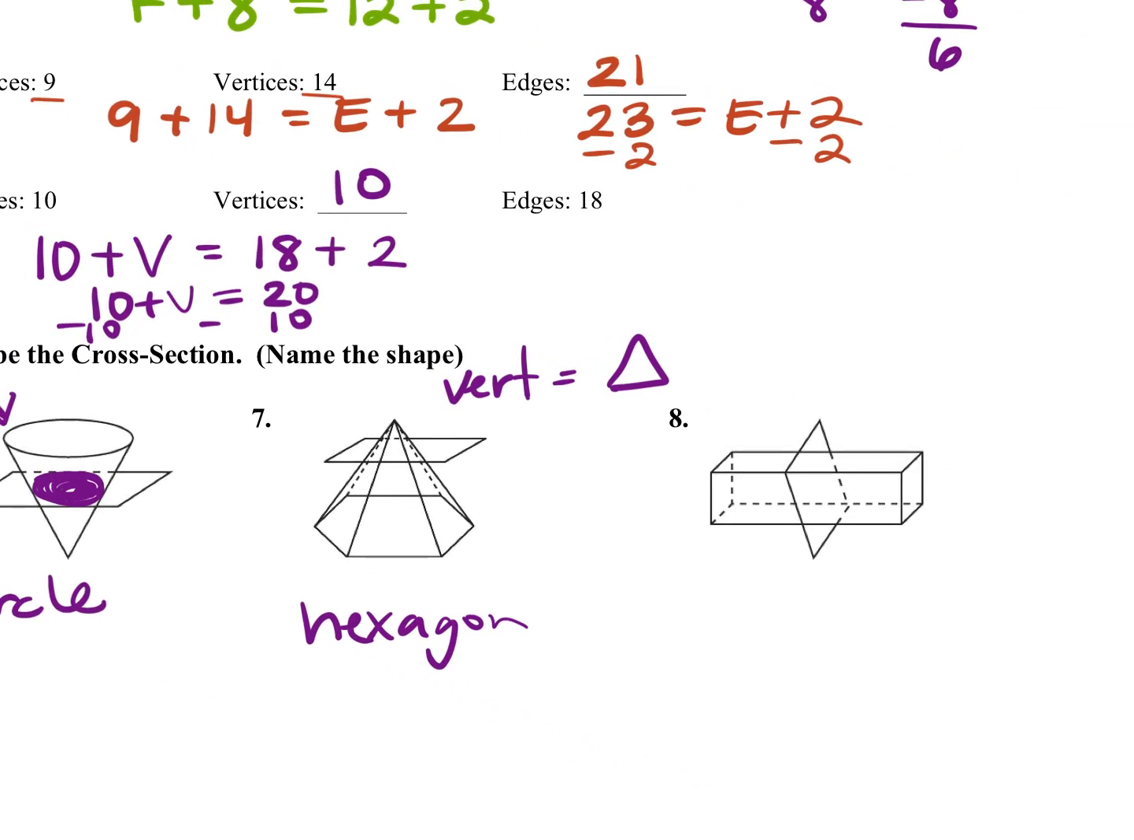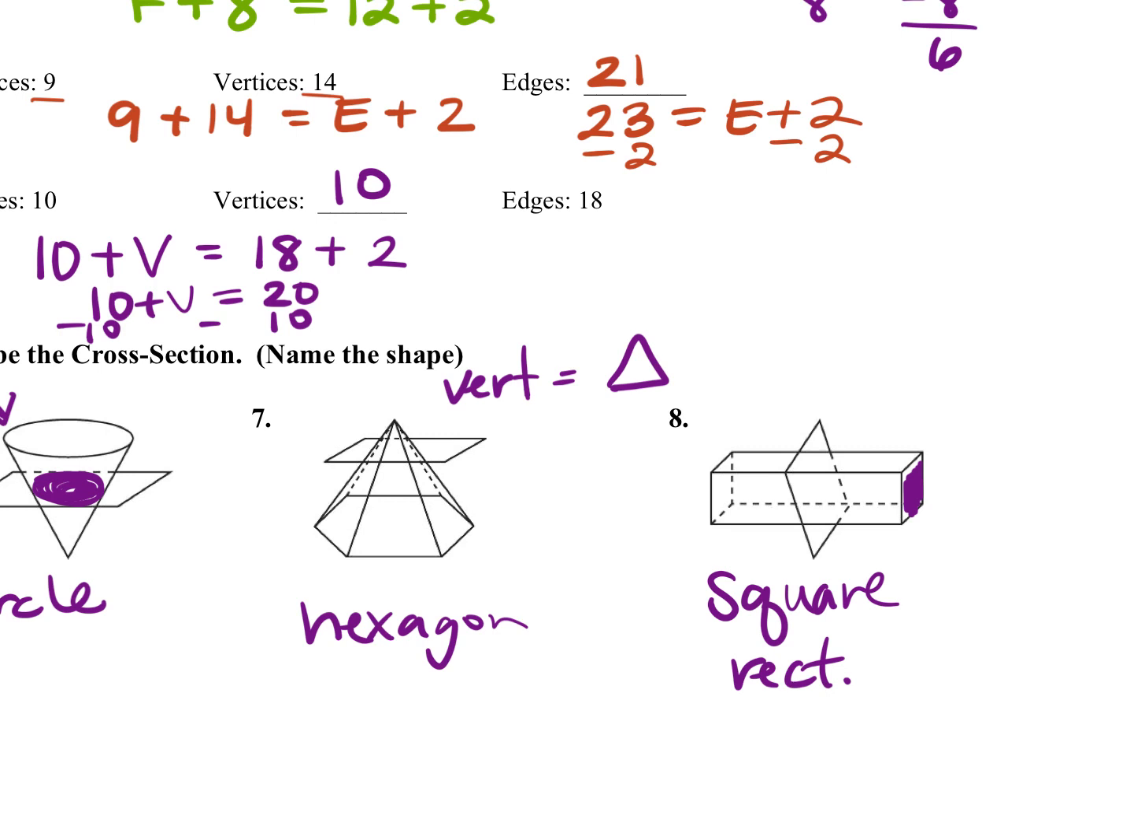Okay, look at number 8. This one, they did it kind of wonky. They went through on a slant. Let's just say you're going straight up and down through that. You would get whatever shape this is, which looks to be a square. If you told me rectangle because we're not certain it's a square, that's fine too.